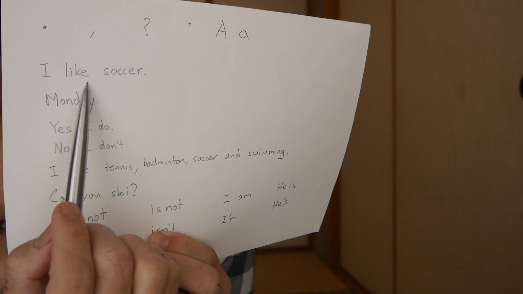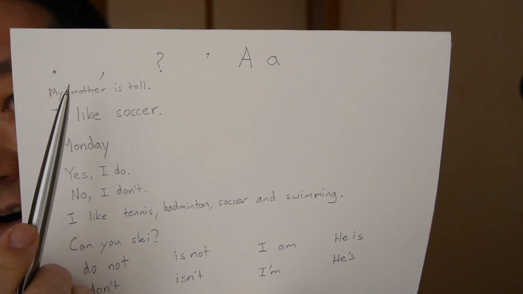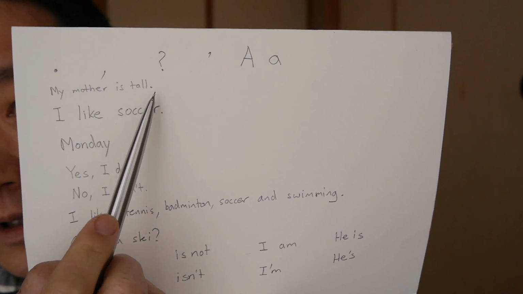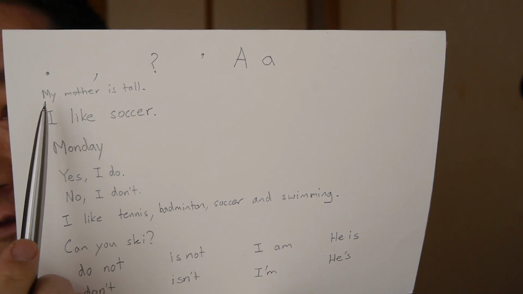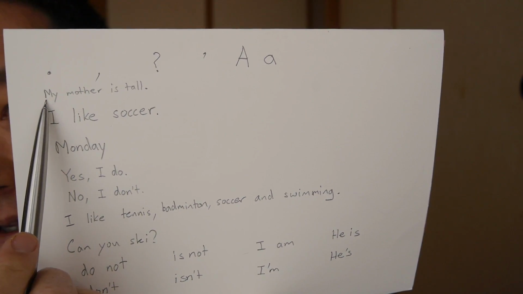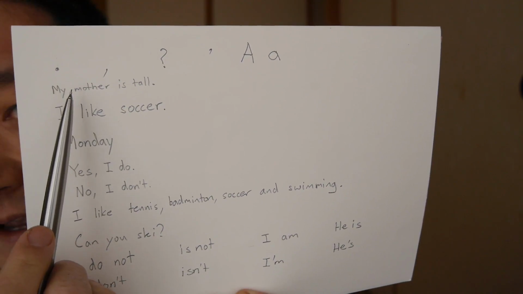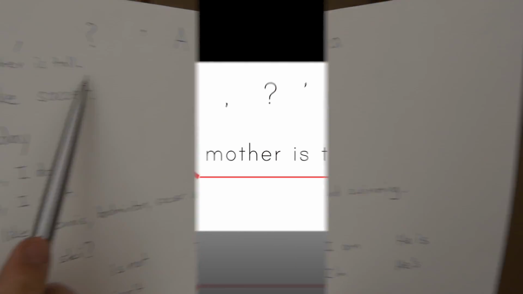Okay, in this case it's I like soccer, but if I want to write my mother is tall, period, okay? Come on camera, focus. There you go. Alright, my mother is tall, period, okay? The first letter M, my mother M, has to be big. Okay, always. Okay, when you have a sentence, period.